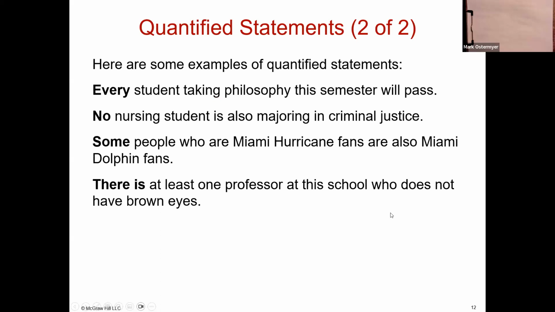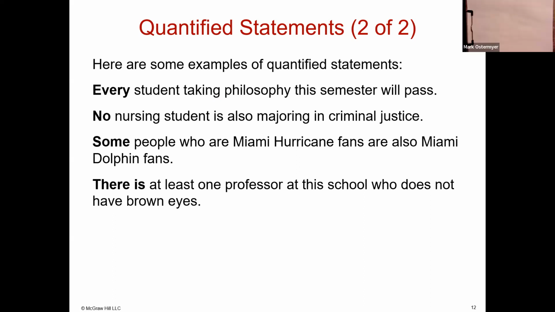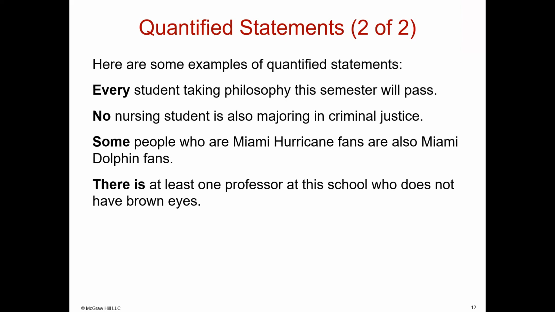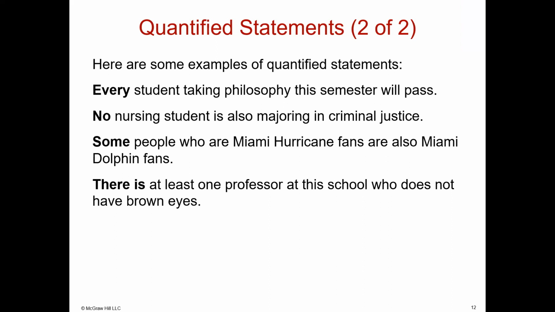Here are some examples of quantified statements. Every student taking philosophy this semester will pass. Is the word every a universal or existential quantifier? Universal. That means everybody in the universal set, every student that takes philosophy. Okay. No nursing student is also majoring in criminal justice. The word no, is that universal or existential? Universal. It means none in the entire universal set of the nursing students.